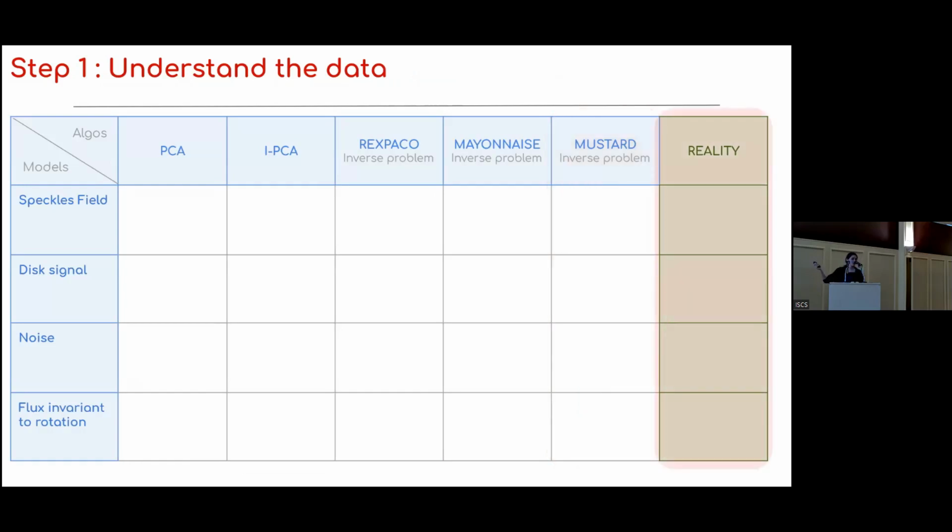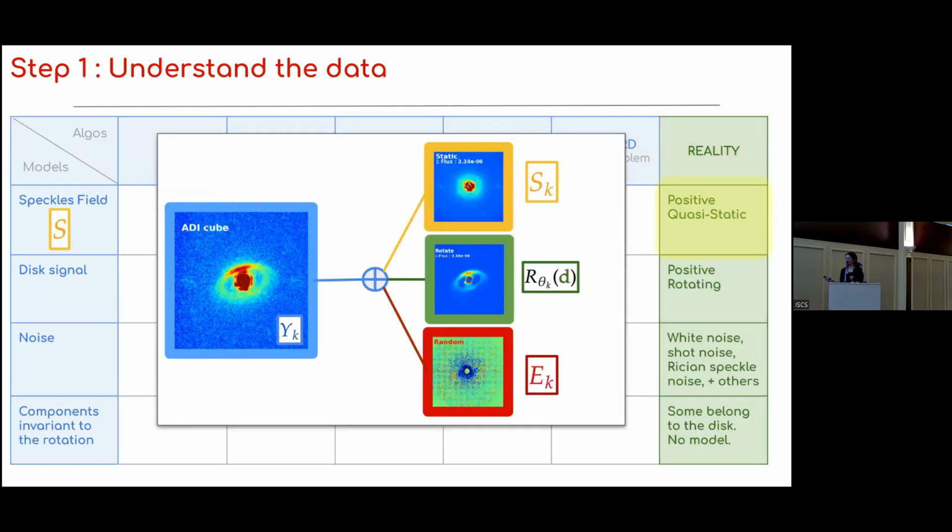And so the first column that we are going to fill is the reality, what we actually know about the data. As we saw in the introduction, the ADI dataset is basically the speckle field, the disk signal that is rotating, and the rest, which is the noise. And so what do we know about that?